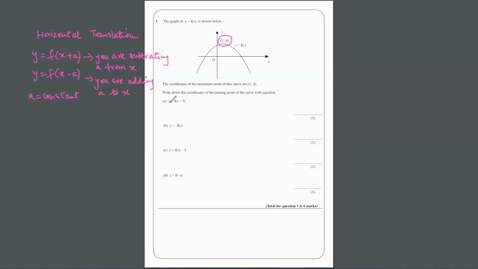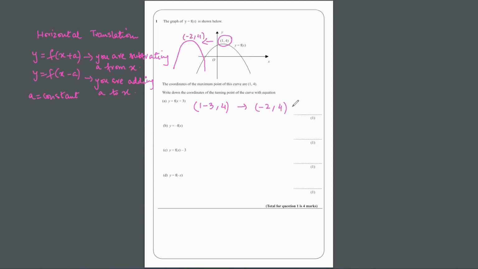In this case, y equals f of x plus 3, what we will do is subtract 3 from 1. So that's going to give us negative 2, 4. Now this shows that the graph is moving 3 units to the left-hand side. So now it's going to come somewhere over here, and our turning point will be negative 2, 4.